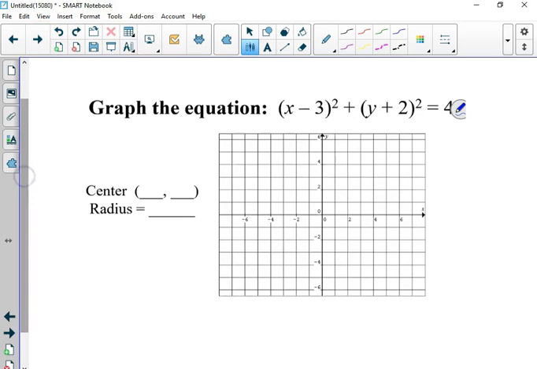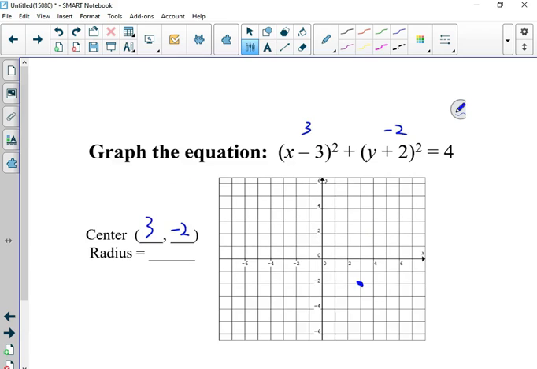Okay, graph the equation. So the center, we look here, it's going to be 3 and negative 2. So we go right 3, down 2, there's our center. The r squared equals 4. So we need to take the square root of 4, which is 2. And so we just basically go right 2, up 2, left 2, down 2 from the center, and do our best to make a circle.